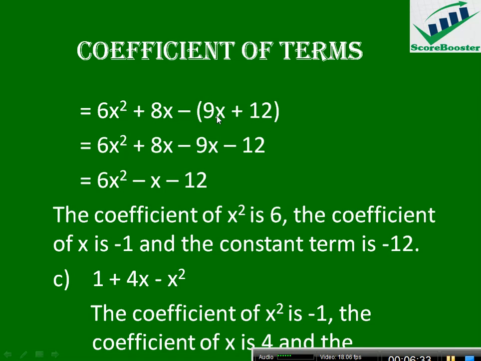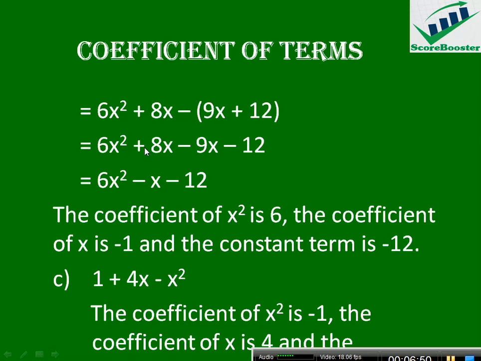Minus 1 multiplied by 9x: minus multiplied by plus will give minus. 1 multiplied by 9x will give 9x. Also, minus 1 multiplied by plus 12: minus multiplied by plus will give minus. 1 multiplied by 12 will give 12. So now we collect like terms.